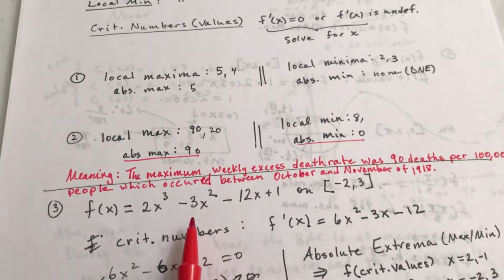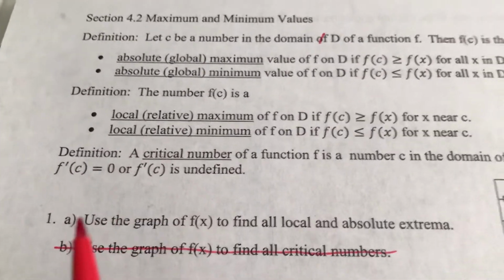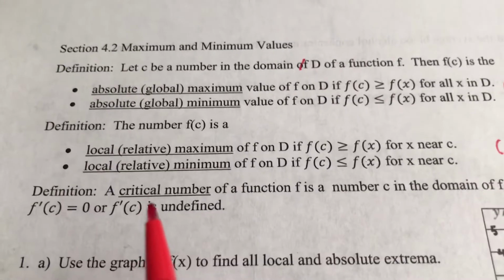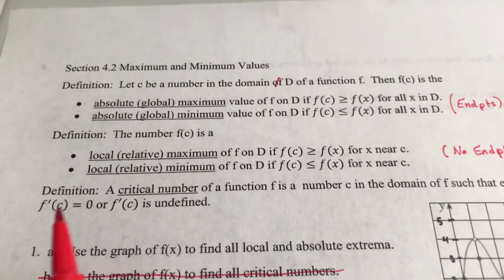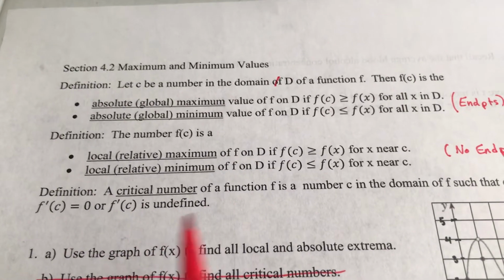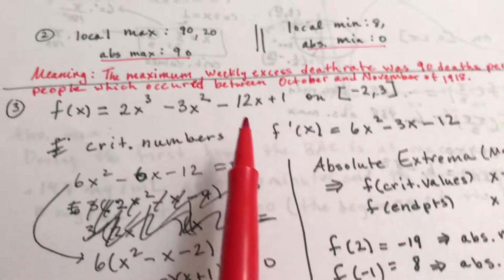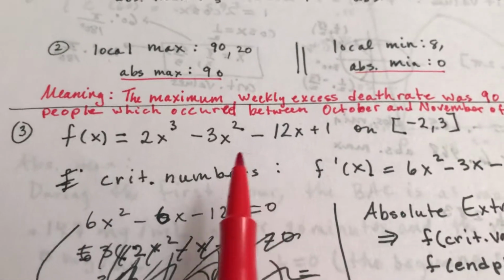So I'm going to find the critical values. Now the critical numbers, that was above. It says, what does it say? Definition. A critical number of a function f is the number c in the domain such that f prime of c equals 0, or f prime of c is undefined. So we're going to take the derivative of this function and find out where it's 0 and or undefined.